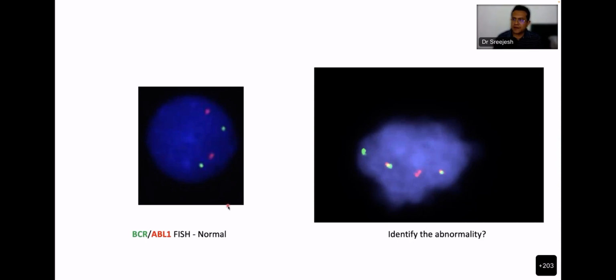So this is a normal FISH pattern: 2 signals from ABL1 and 2 signals from BCR. If there is a balanced translocation, you get 2 fusions. One is BCR-ABL on chromosome 22 and the other is ABL-BCR on chromosome 9. These 2 fusions are the 2 derivatives of the normal BCR and ABL. If BCR-ABL comes positive, the diagnosis is straightforward: BCR-ABL1 positive CML.